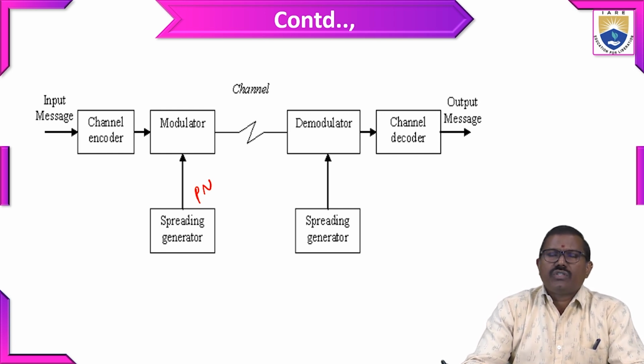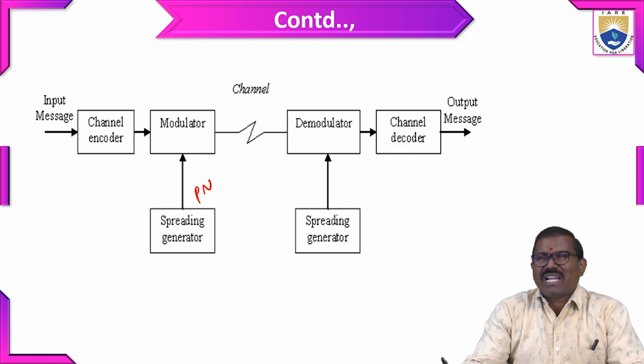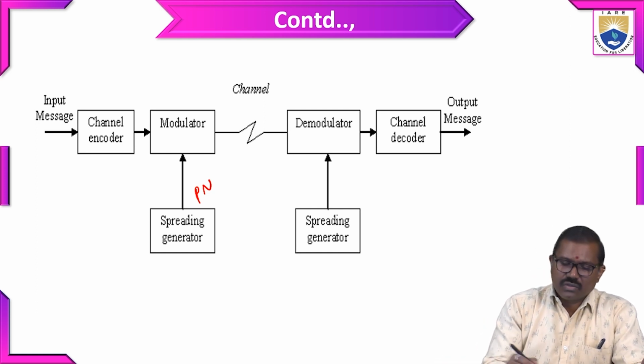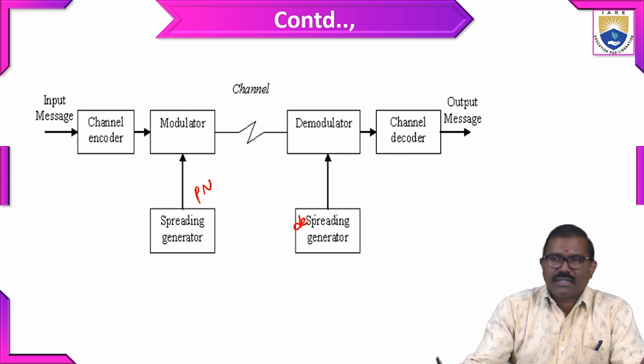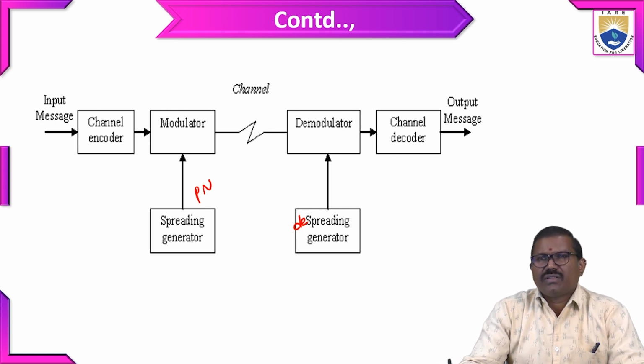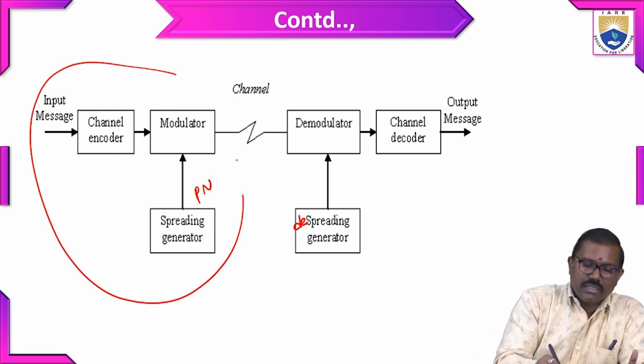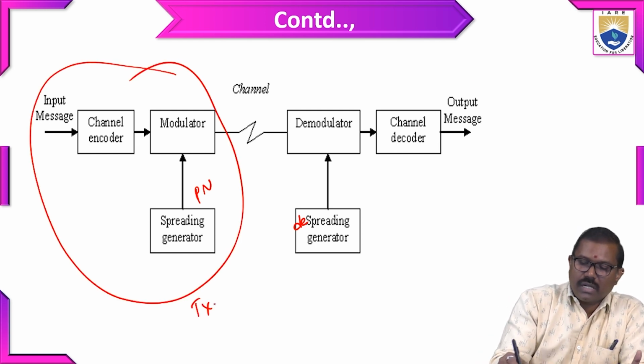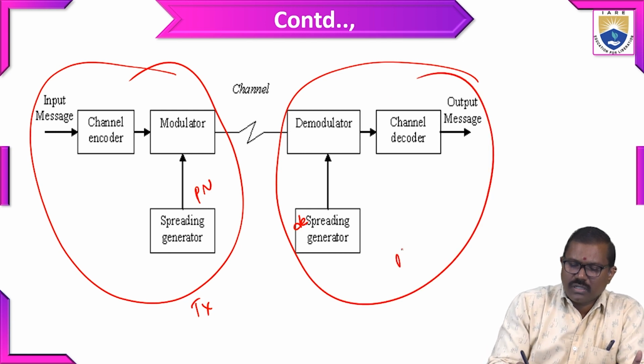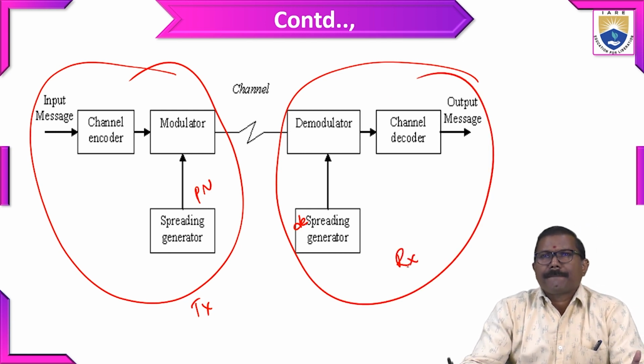Then we transmit the signal to the channel, and on the receiver side we have the demodulator, the despreading generator, and a channel decoder, and finally we get the signal. So one is spreading, and the other is despreading at the receiver. This whole block is the transmitter, and this other block is the receiver.